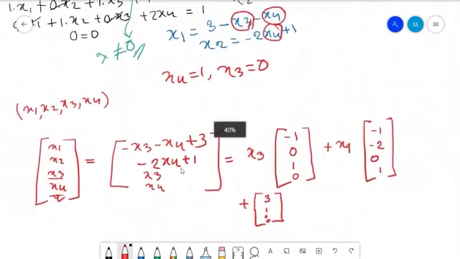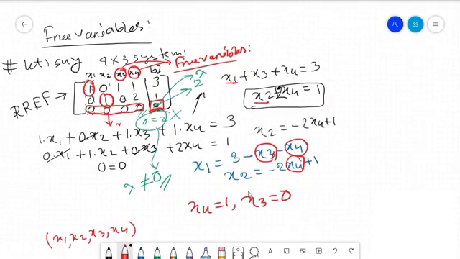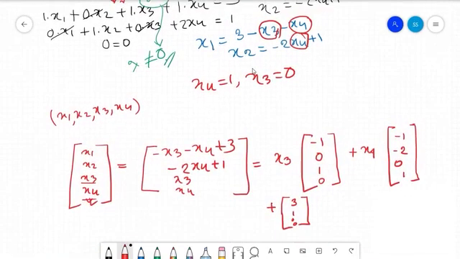So this is how you can identify the free variables or leading variables in equations where the number of equations is not the same as the number of variables. And with this lecture, I would like to conclude our discussion on matrices and linear systems.